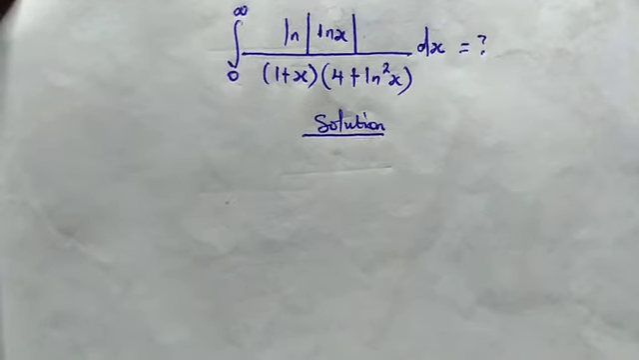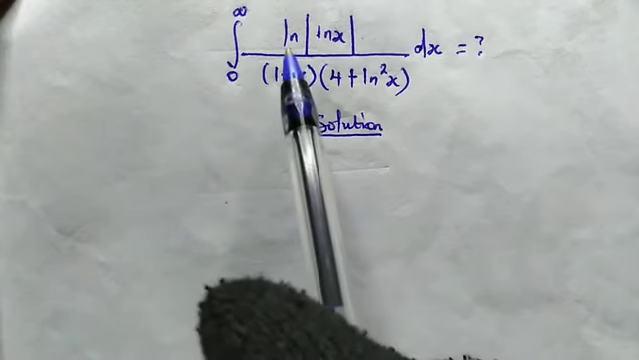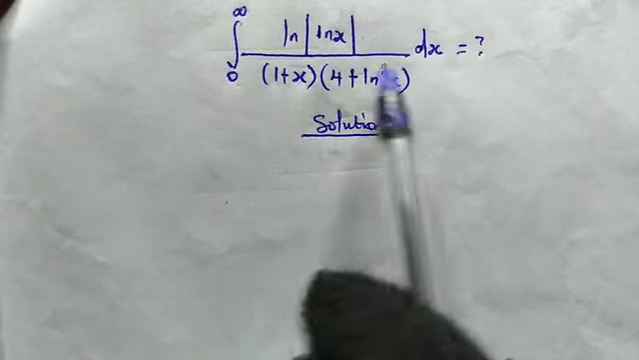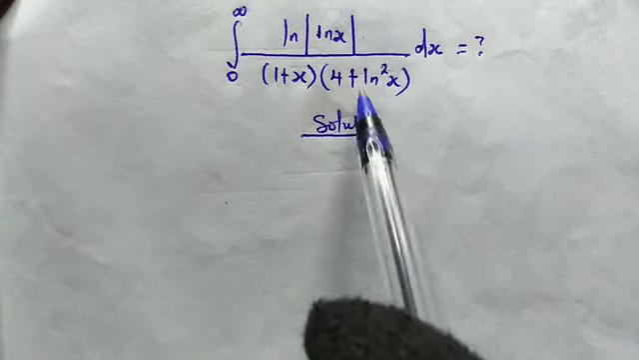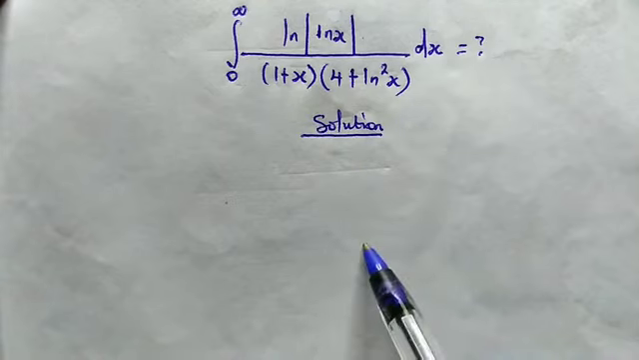Hello, ladies and gentlemen. Today we have a very scary looking integral here. The integral from 0 to infinity of the natural log of the absolute value of the natural log of x, all divided by (1 plus x) times (4 plus the natural log of x squared) dx.